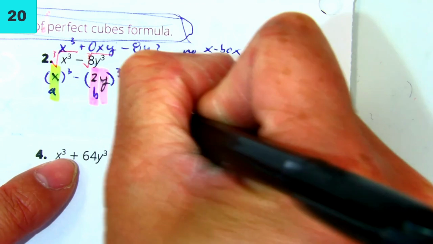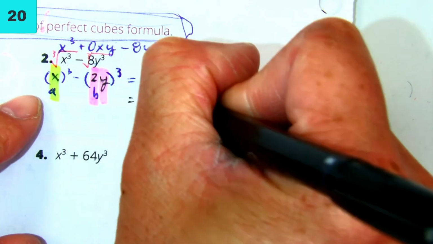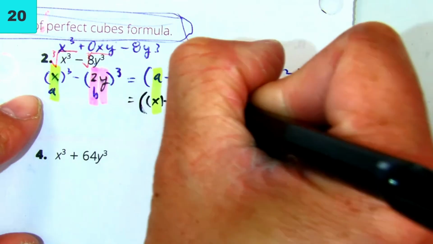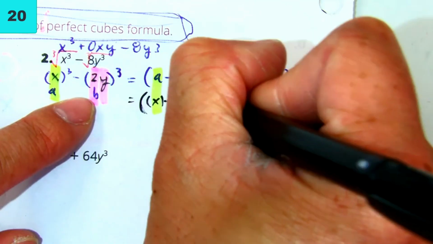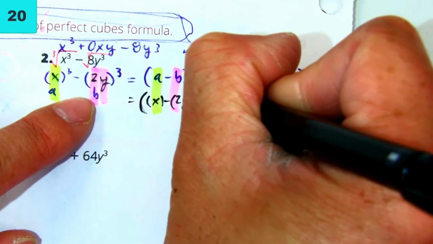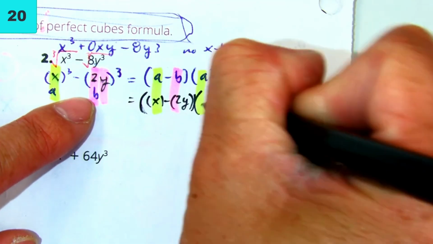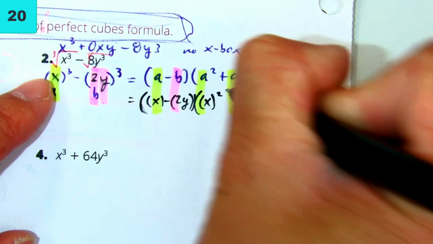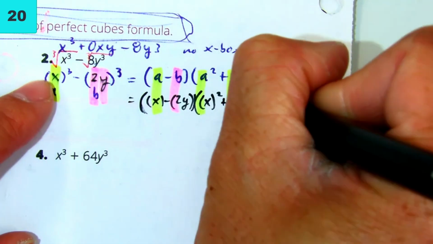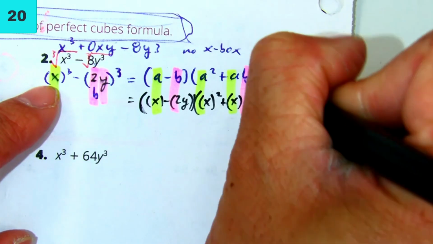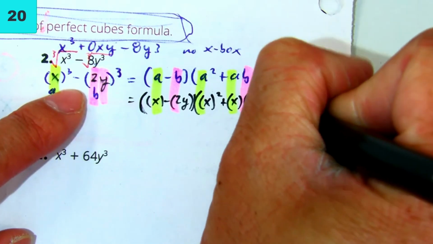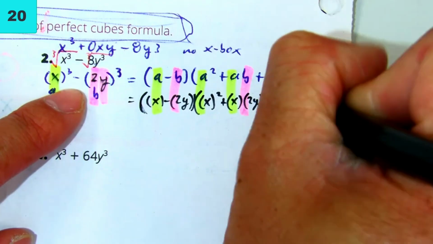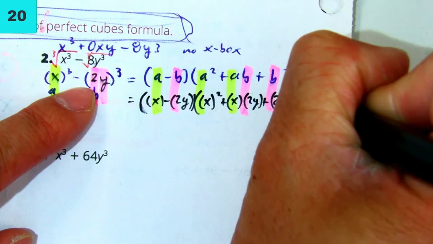My a value is x. My b value is 2y. My a value is x. My b value is 2y. And this problem has squared.